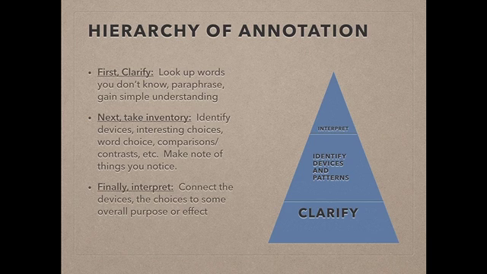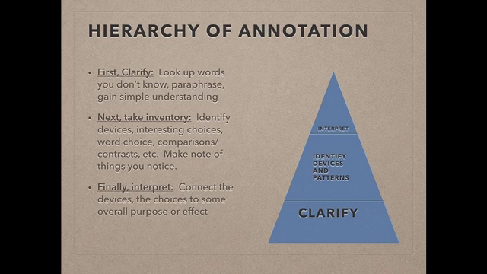If you misunderstand, for instance, Hamlet's to be or not to be speech, if you think that is a speech about, I don't know, hamburgers or something, you're not going to be able to interpret it in any meaningful way. So the base of the pyramid has to be clarity and understanding. That's things like circling words you don't know and looking them up, paraphrasing.